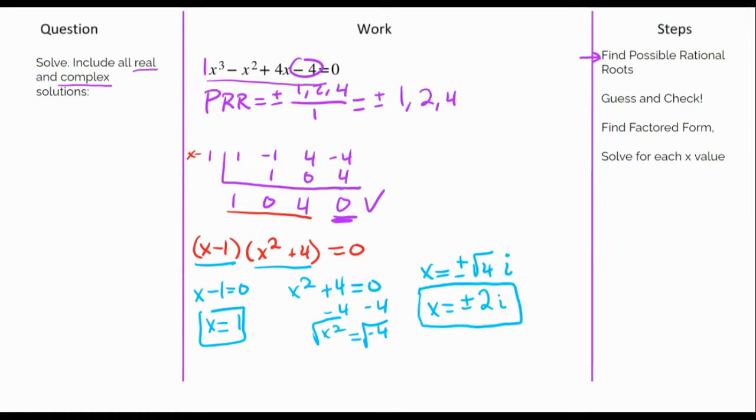So now looking back at it, it makes sense to have 3 answers here because I have x equals 1, then I have x equals positive 2i, x equals negative 2i, and the degree here should tell me how many total solutions I can have.